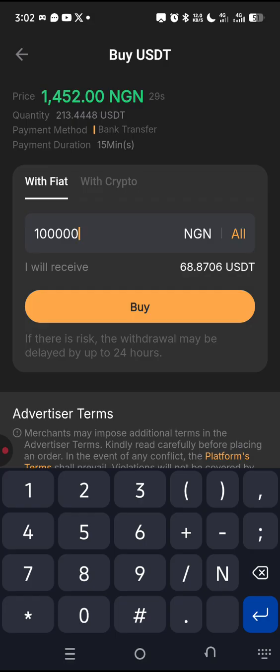Remember, I told you once you come here to buy, I'm buying USDT at 1,452 Naira. So for my 100,000 Naira, I'm going to get 68.87. When I click on buy now, they are going to merge me with people that I need to pay. Once I click on buy, they will merge me with this particular person I want to buy from. This is the Bureau de Change online that I'm buying from. And then I make the payment and we are good to go.